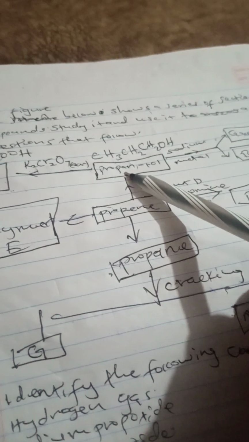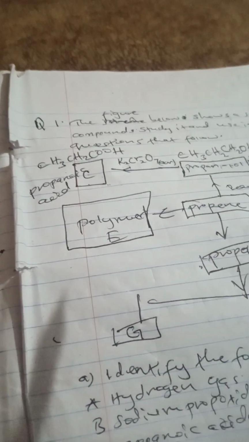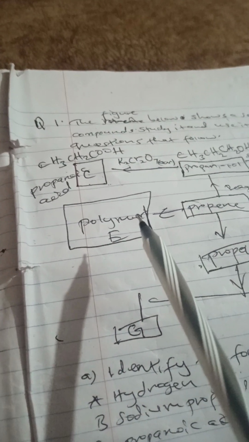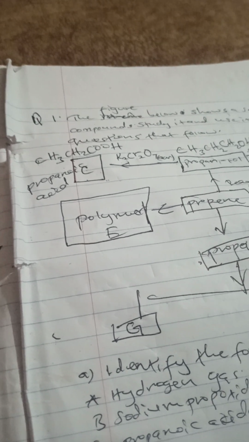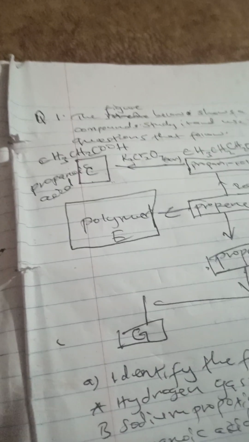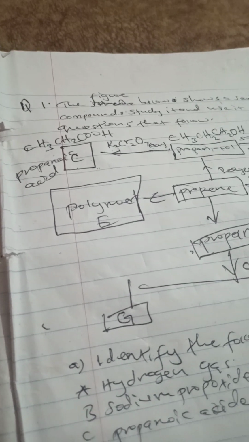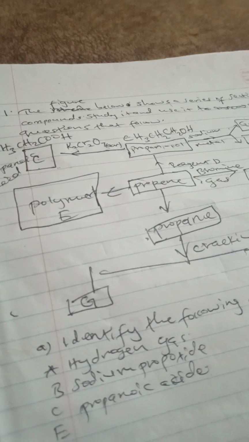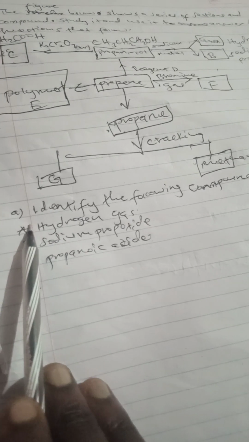So in other words, you should know that when you add potassium dichromate 7 to propanol, it will form propanoic acid, whereby it will change from green to orange. Let's continue. As we go by, I've already identified the compounds. Here are compounds A, B, and C.